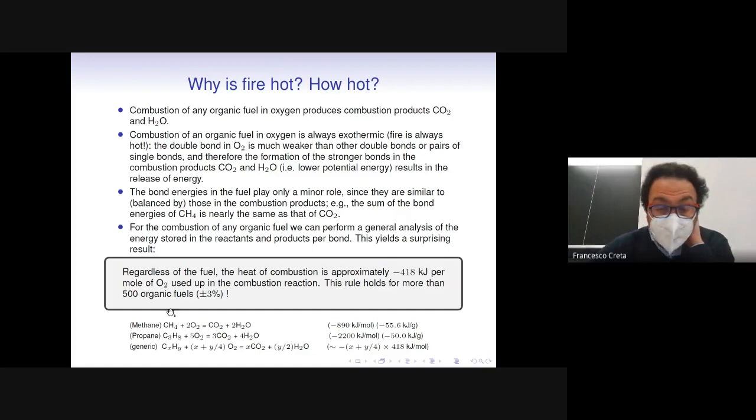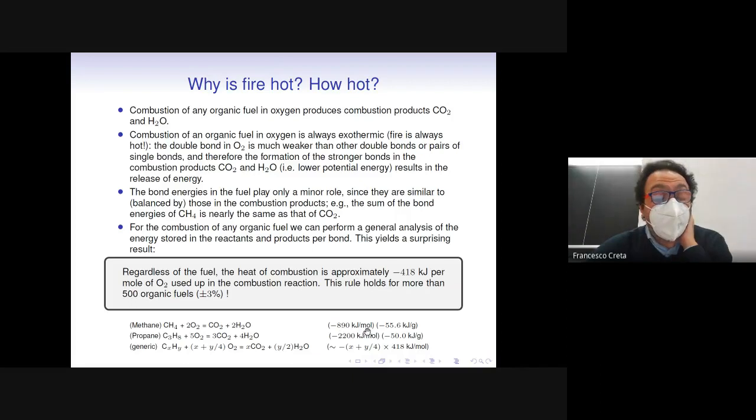So for example, let's look at the reaction we saw up to now, the reaction of methane with oxygen giving CO2 and water. You see that we're using in this reaction, because clearly we have to balance this reaction in terms of elements, so the number of atoms on the left must be equal to the number of atoms on the right, 2 moles of O2. So if we take this magic number and multiply it by 2, this is what the heat of reaction is.